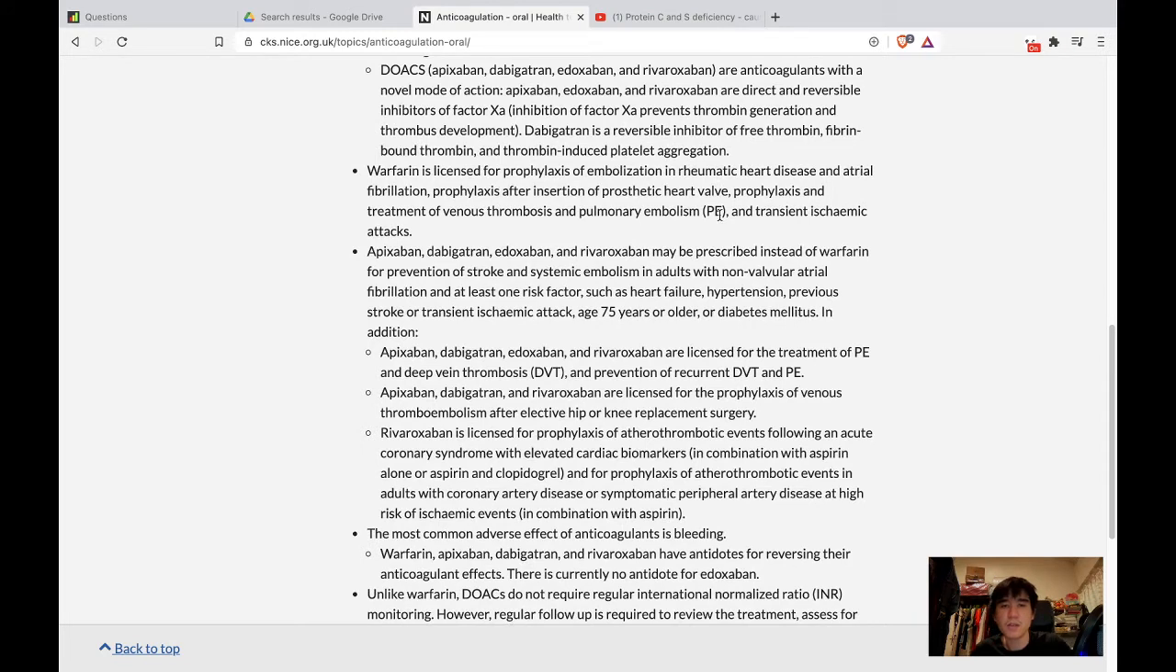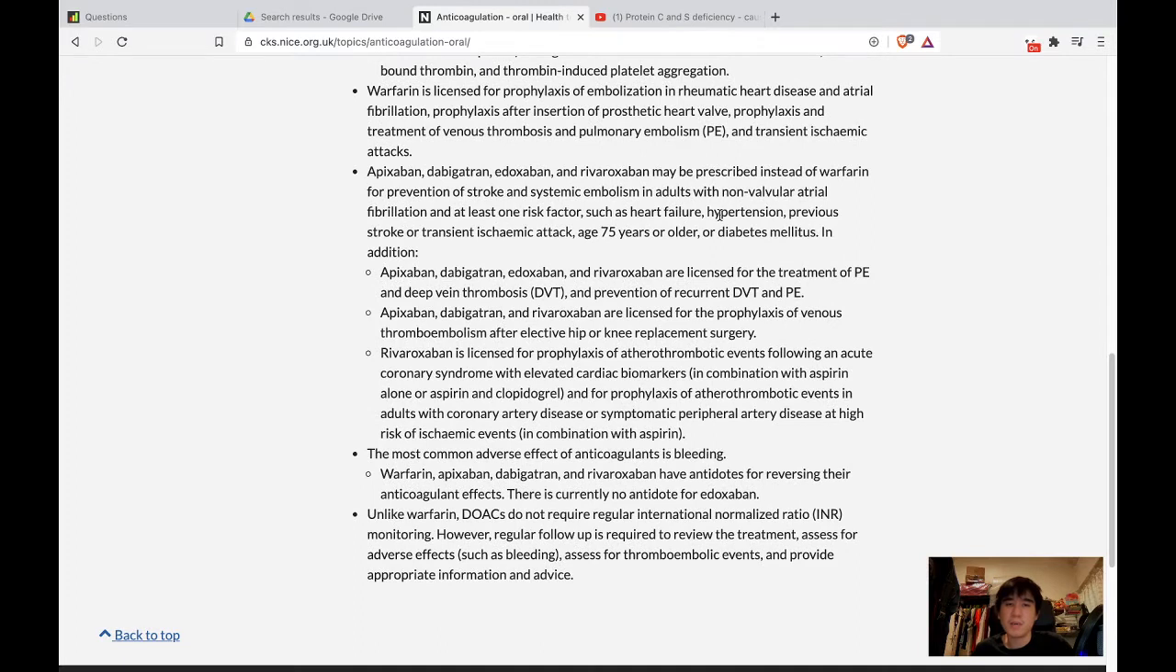Apixaban, dabigatran, edoxaban and rivaroxaban may be prescribed instead of warfarin for prevention of stroke and systemic embolisms in adults with non-valvular atrial fibrillation and at least one risk factor such as heart failure, hypertension, previous stroke, or transient ischemic attack, aged 75 years and older, or diabetes mellitus. In addition, they are licensed for the treatment of pulmonary embolism and deep vein thrombosis and prevention of recurrent DVT and PEs.